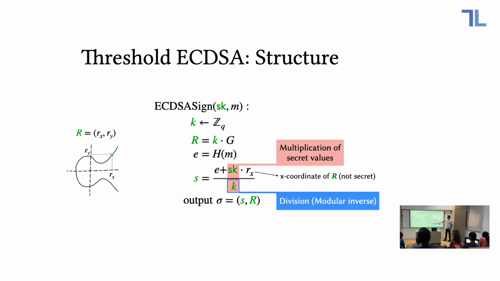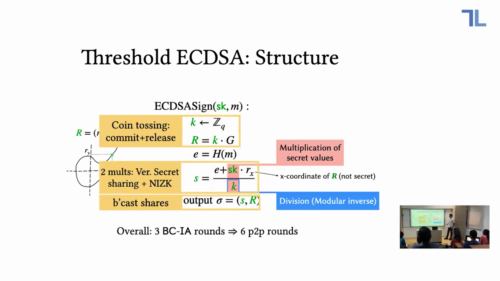And also this k value, which is actually secret, is in the denominator. So you have to do this modular inversion. It's all fine. I mean, without getting into the details, this roughly has two components. One is a coin tossing, which is this kind of committing and releasing to sample this thing. And then a couple of secure multiplications, which we have a somewhat custom protocol for.